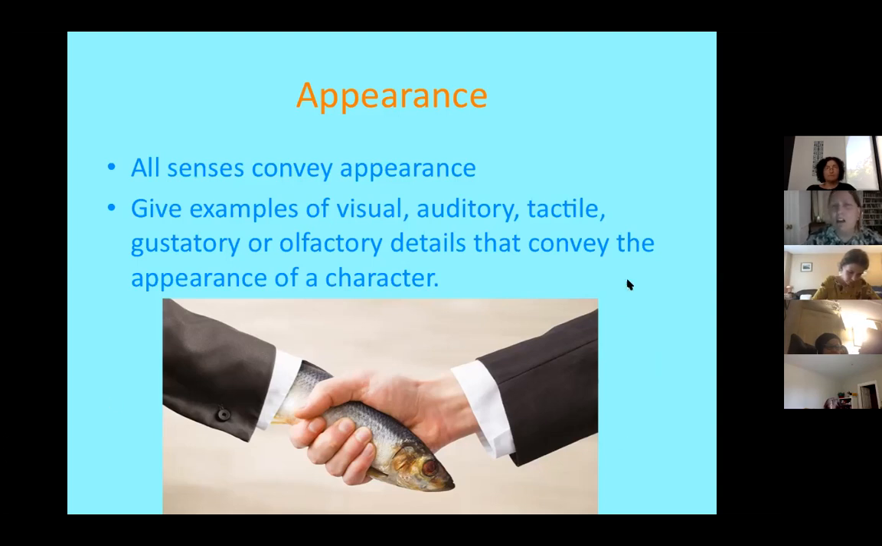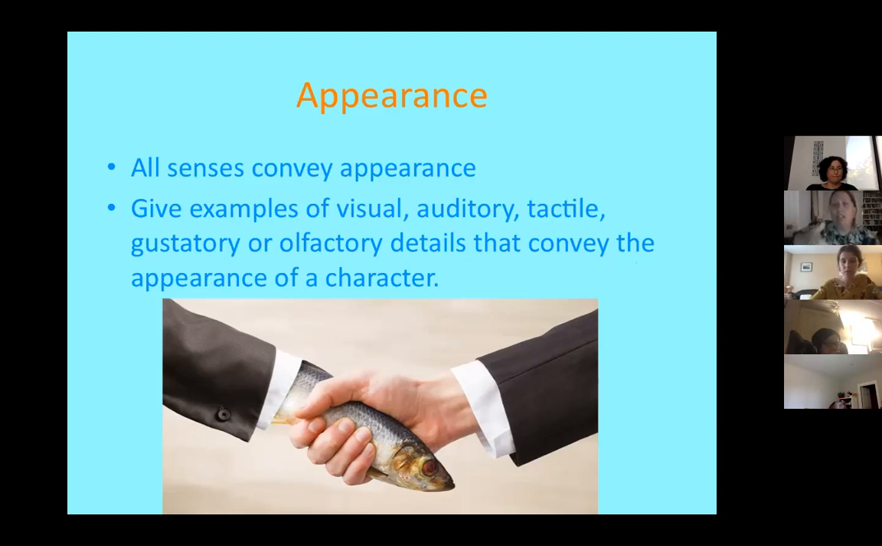So this is just a reiteration of that idea. All senses convey appearance. If you give examples of visual, auditory, tactile, gustatory, or olfactory details, they convey the appearance of the character. I put this fishy handshake there because you don't really think of tactile, although Sarah, you just gave such a great example of a tactile experience of somebody. But usually tactile is one of the last ones that people will use, and yet it's often something that we feel very connected to, the tactile sense.